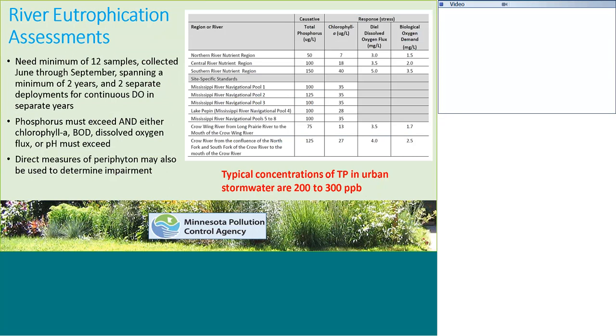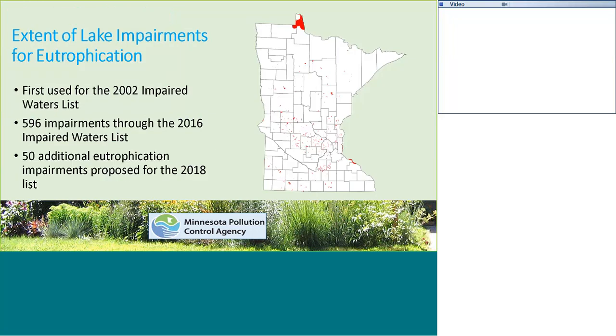For rivers, it's similar but a little bit different. The numbers are a little bit different. We haven't been assessing streams and rivers quite as long as lakes. You need a minimum of 12 samples during the summer period. And again, you need to exceed phosphorus in one of these other criteria that are out there.